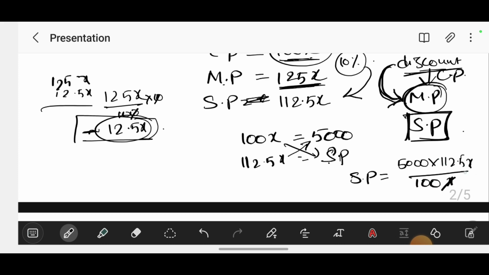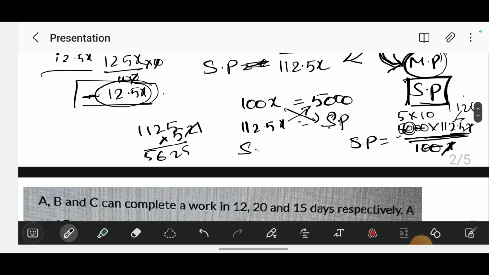Here the x cancels, and the 100s cancel. So 50 into 112.5. Take 112.5 as 1125 into 5, because the point is gone, since 50 means 5 into 10, and 10 into 112.5 becomes 1125. So 1125 into 5: 5 fives are 25, 5 twos are 10 plus 2 is 12, 5 ones are 5 plus 1 is 6, giving 5625. So the selling price should be 5625. Okay, you get the concept?